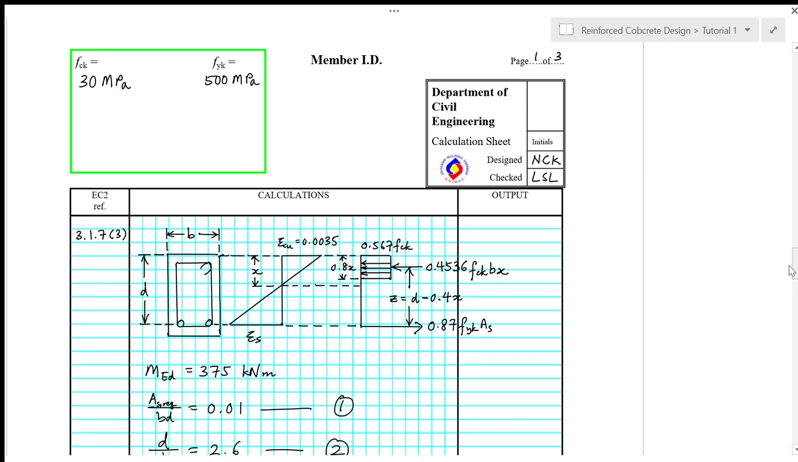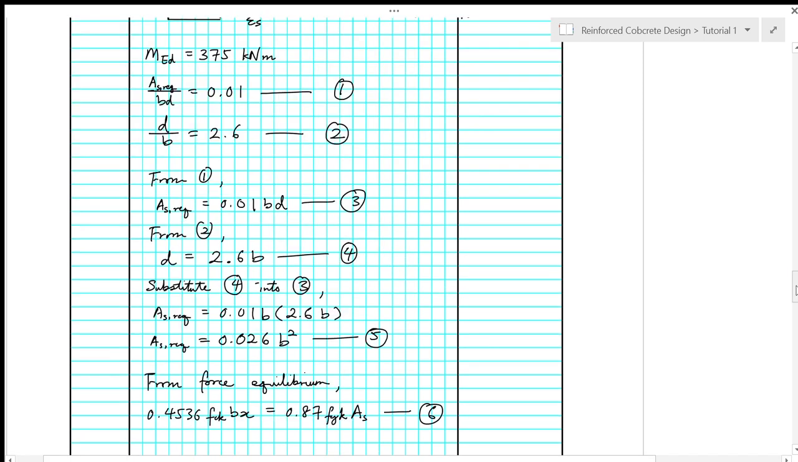We know that the maximum strain of the concrete, epsilon cu, is 0.0035, and the strain in the steel is also unknown. And then for the stress distribution, the maximum stress in concrete is 0.567 fck, and the tension in the steel is 0.87 fyk As. These two forces are separated by the moment arm z, which is d minus 0.4x. We are given the moment of resistance as 375 kNm. And we were also given the ratio of As,required to bd of 0.01 or 1%, and the aspect ratio d over b equal to 2.6.